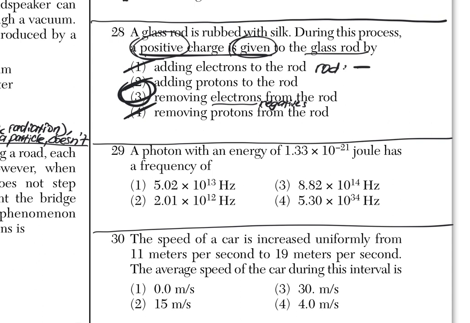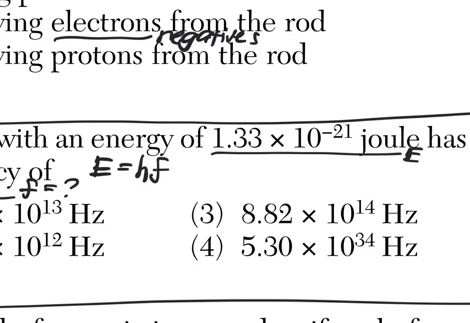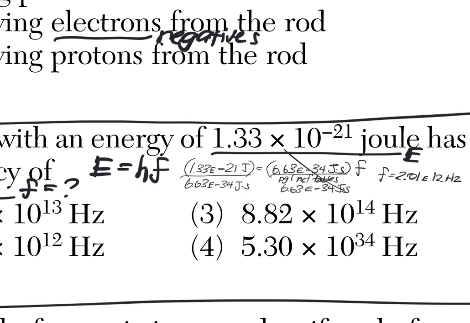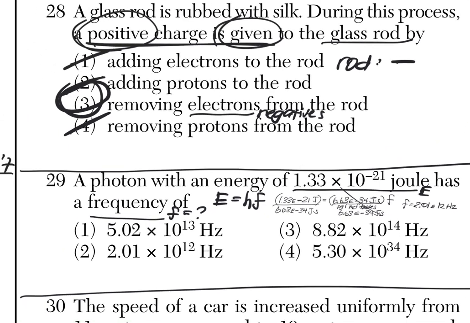Alrighty, 29. Given energy, solve for the frequency. The formula I'm going to use here is E equals h, Planck's constant, times F. I have my energy, I have my Planck's constant, I'm going to solve for F. That Planck's constant, of course, is from page 1 of the reference tables. And so I divide both sides by that to get F. And then when I get my frequency, it's 2.01 times 10 to the 12 hertz, which is choice 2.